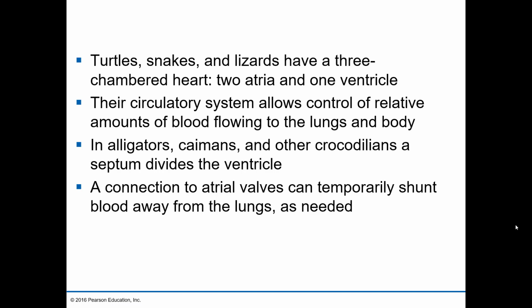Turtles, snakes, and lizards have a 3-chambered heart. I would just try to understand the difference between how different animals' hearts are put together. By understanding that, it helps you understand how humans are very efficient and also how even these animals are extremely efficient for the niche that they live in.